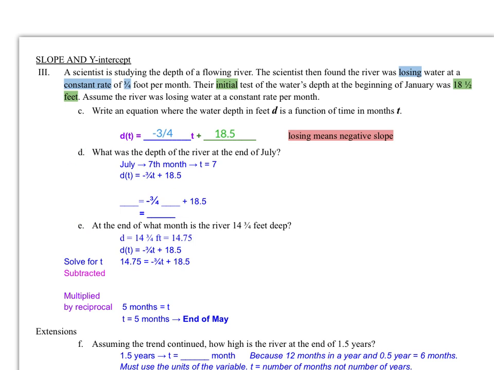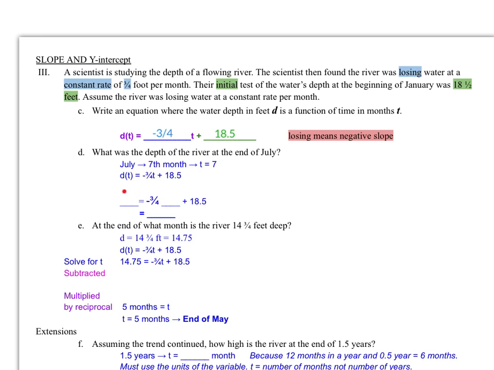Let's look at part D. What is the depth of the river at the end of July? How would I find that? Well, we know July is the 7th month, so I would put 7 in place of t. See how t is 7? That means wherever you see t, you should put 7.